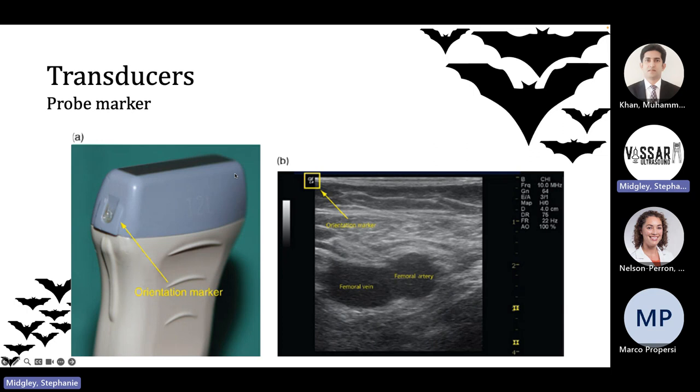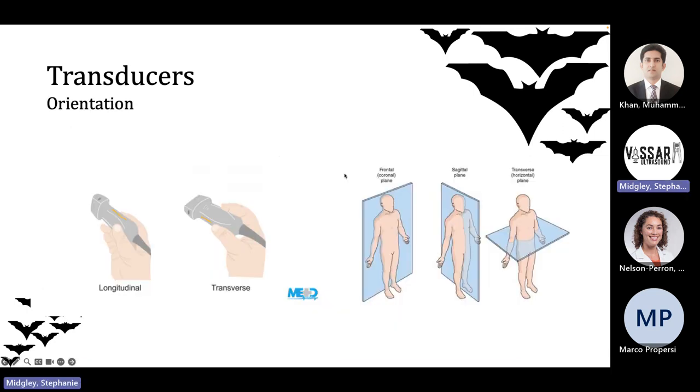The next thing on the probe and the screen are these probe and screen markers. Your screen marker just corresponds to the same side of the probe. So if you put gel and you tap right here, it would light up on this side. It just lets you know that it's the north of a map and the north of your probe. When it comes to orientation, transverse is sideways, longitudinal is probe marker up towards the head. Transverse, for us in the ED, we always do probe marker to the patient right.